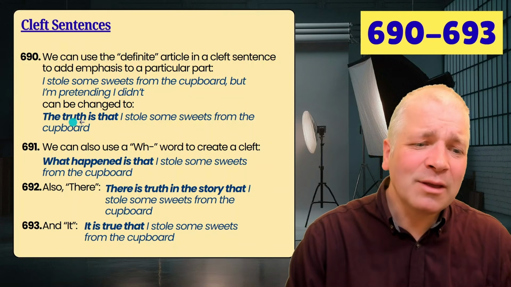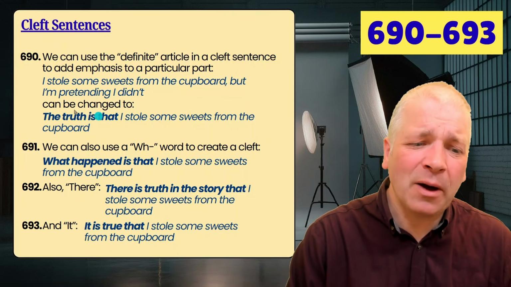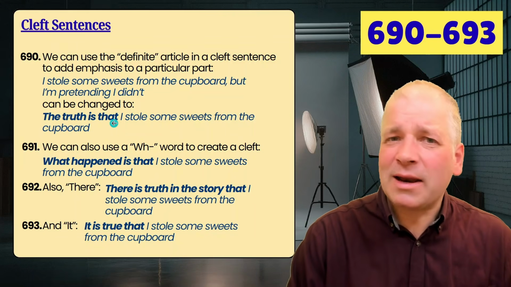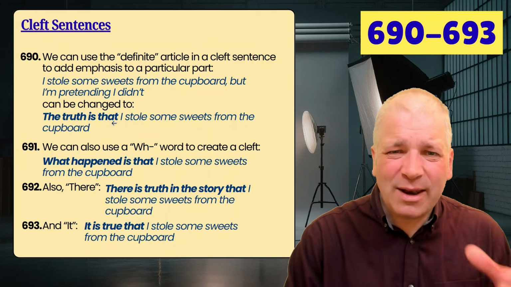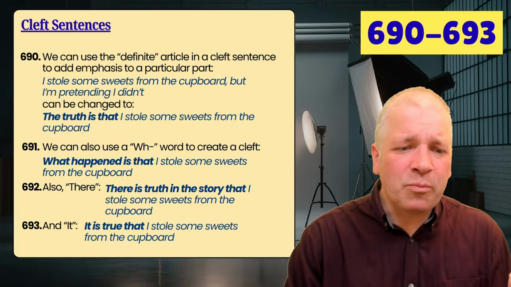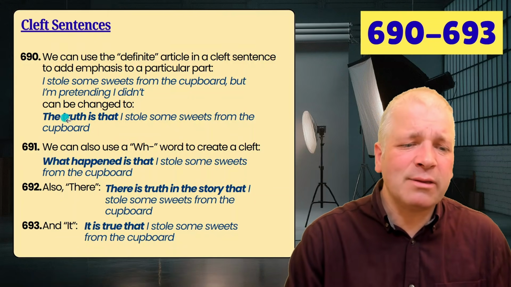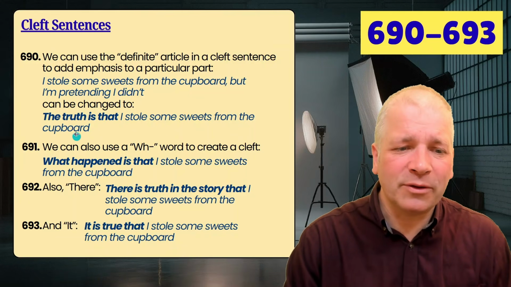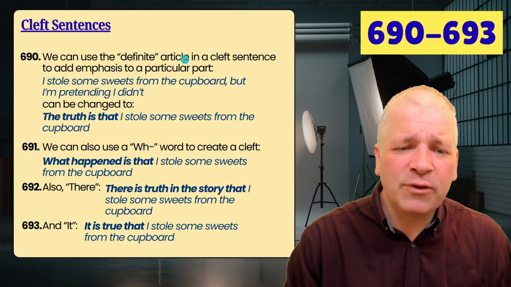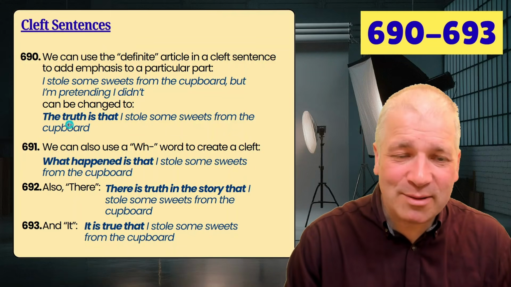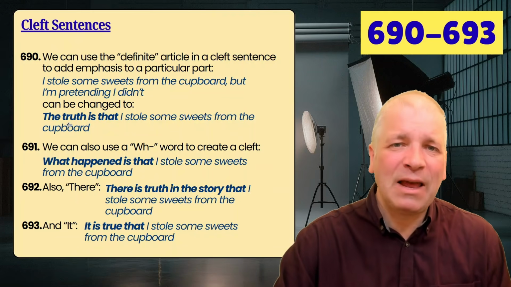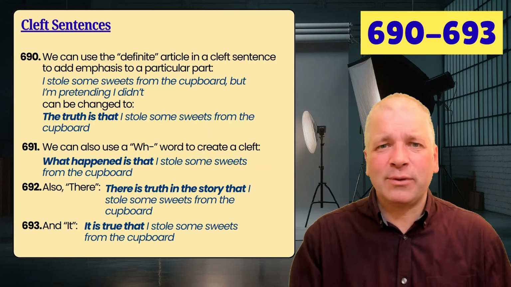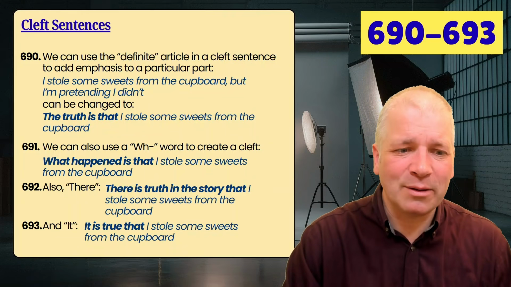So the cleft sentence is made because I have this part here. The truth is that. It's not the main part of the sentence, but it's just an extra thing we put at the beginning to bring emphasis to the fact that I'm claiming it to be true. The truth is that I stole some sweets from the cupboard. And what have we done here? We've used the definite article to start it. So that's one way that we can create this cleft sentence, which is simply an insertion at the beginning that brings emphasis to a particular part of the sentence.